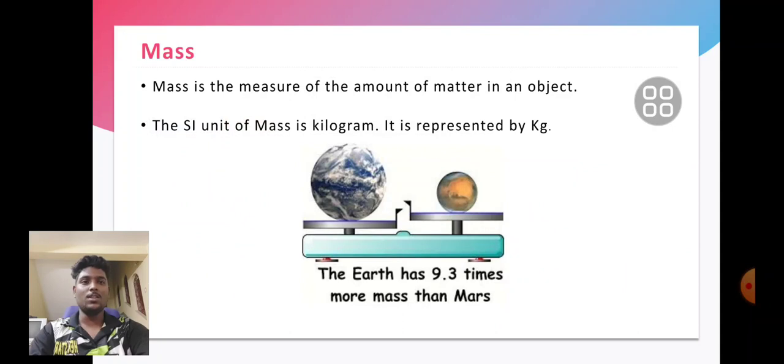Then it is about mass. Just know the difference between mass and weight. Weight can change from place to place. Like a person's weight will differ from earth to moon, but the mass won't change based on the particular places. It will be the same, the mass on earth and on the moon too. It won't differ.